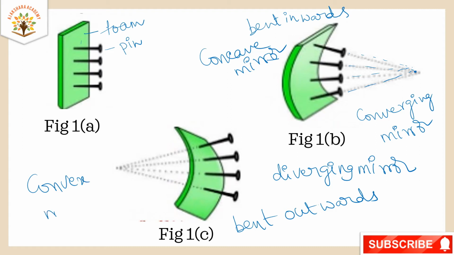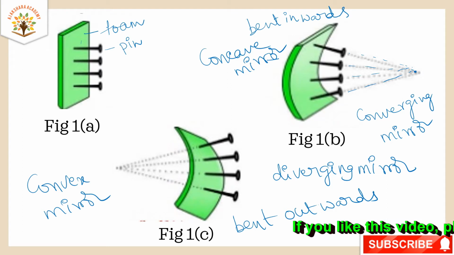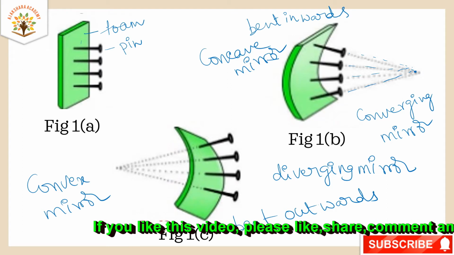So the mirror which is bent inwards is a concave mirror, and the one bent outwards is known as a convex mirror. Another name for the concave mirror is converging mirror. Another name for the convex mirror is diverging mirror. Okay, next.